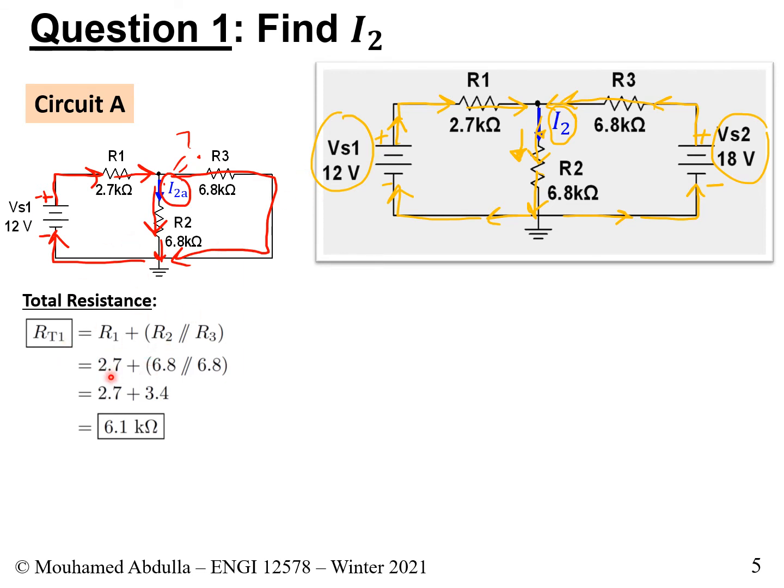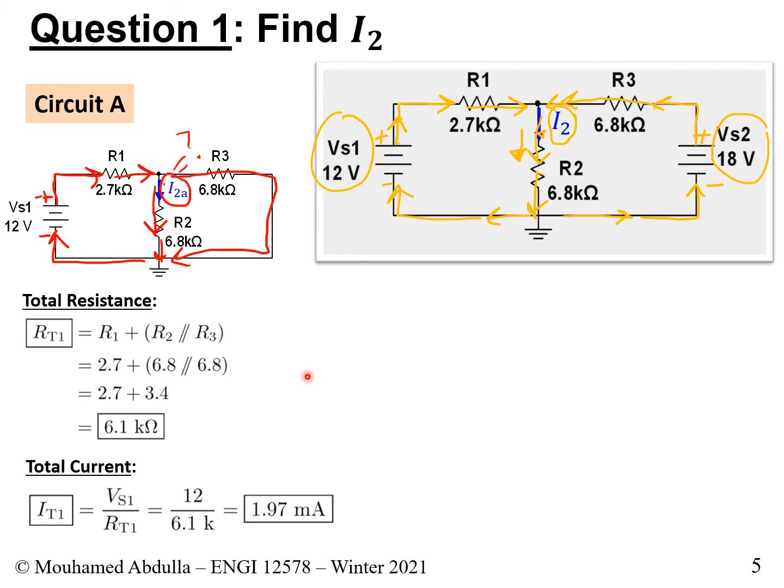So let's plug in the values. This is 2.7, 6.8 for R2, and 6.8 for R3. Without doing any math, it's going to be half of this because they're similar. So it's going to be 3.4 plus 2.7. So this is 6.1 kilo ohm. So the total resistance of circuit A is 6.1 kilo ohm.